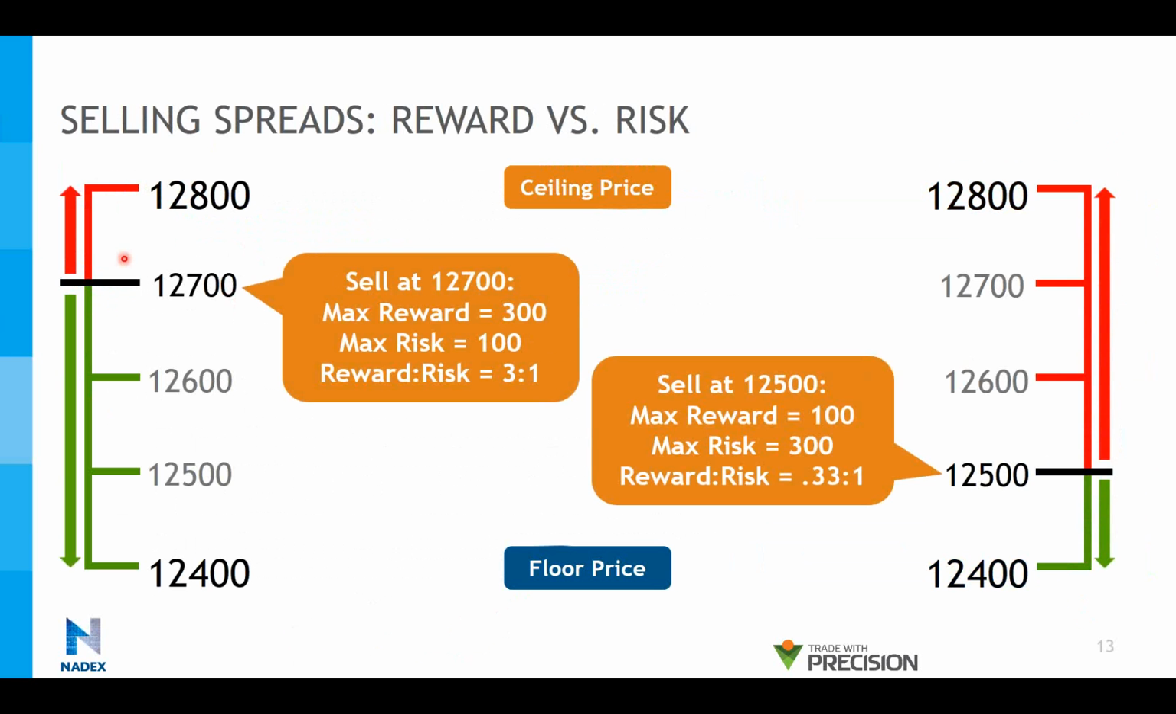However, if things start to go my way, I can participate until a price level of 12,400. So I have a maximum reward here on that trade of 300, maximum risk 100, which means my reward to risk ratio is 3-to-1 on that trade. And I like that. That's very nice.